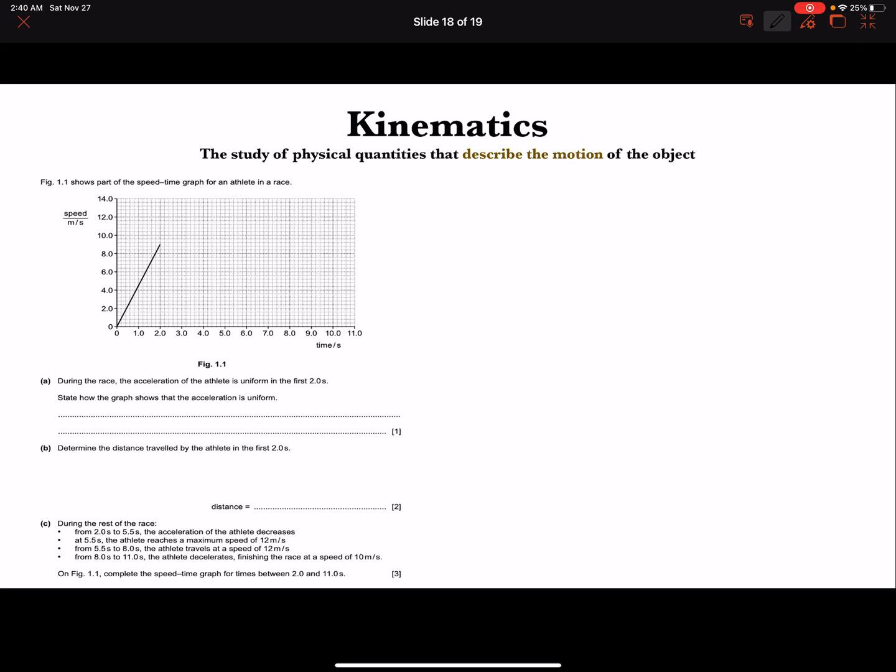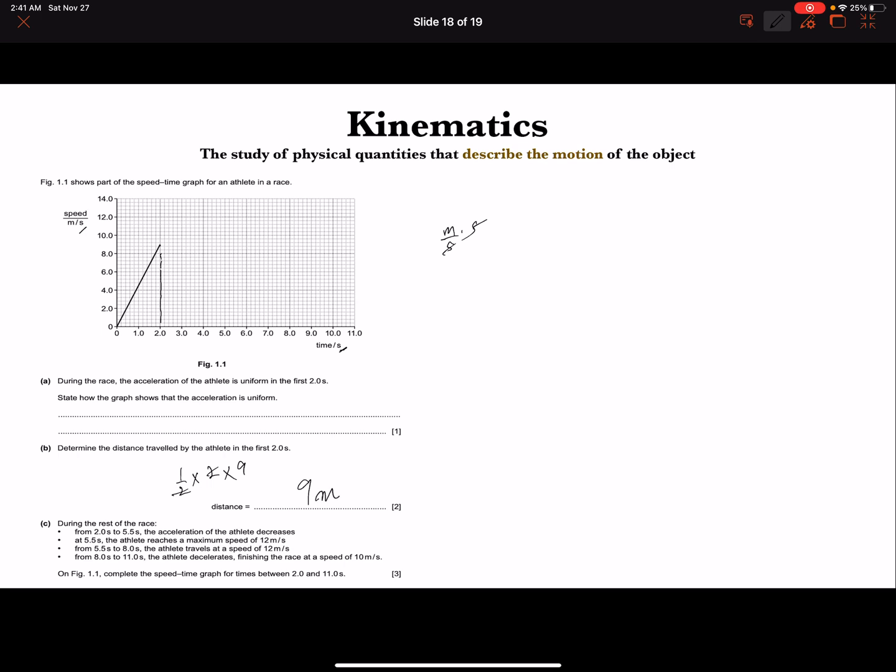All right. Determine the distance traveled by the athlete in the first 2 seconds. Again, you measure the area under the curve. So it's half times 2 times 9. It's midway between 10 and 8, so it's 9. All right, so it's 9. And again, make sure the units match. Meters per second times seconds, so it's in meters. And you have to write down meters.